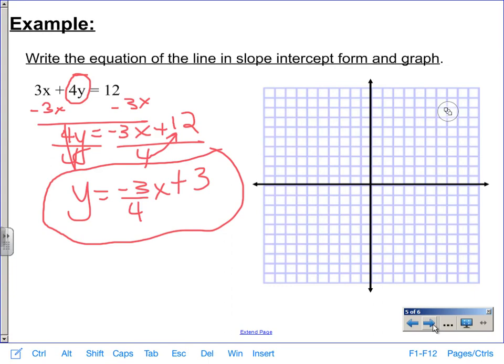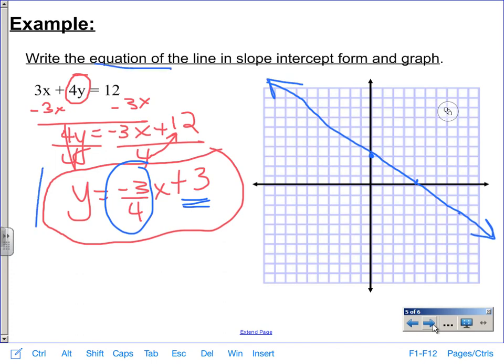I'm going to go ahead and graph this. We're starting at positive 3, so right here, and then I'm going to apply my slope. I'm going to drop down 3 and run 4. That's 1 point. Drop down 3 and run 4. 1, 2, 3, 4. Okay. Once I have 3 points, I can go ahead and graph, obviously using a straight edge. Put your arrows, and there you go. So the equation of the line is y equals -3/4 x plus 3, and here is my line graphed on a coordinate plane.